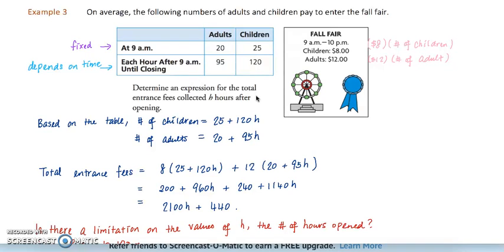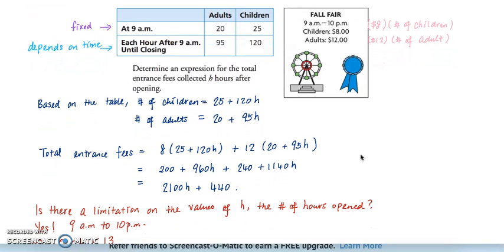And in order for us to calculate the total entrance fee, we also need to know charges. So it costs children $8 and adults $12 to go to the fall fair. So the total fare collected from children will be 8 times the number of children, and the total entrance fees collected from adults will be 12 multiplied by the number of adults. And notice how the fall fair is open from 9 a.m. to 10 p.m.